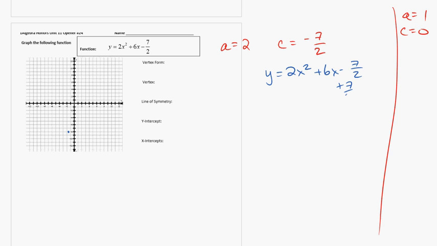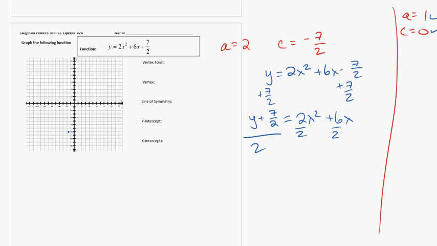So we're going to add 7/2 to both sides. This is going to get you a little bit more comfortable with fractions. The more you do them, the more comfortable you'll get. So you're just adding it to both sides. So you get 2x squared plus 6x, and now c is 0. I need to get a to be 1, so I'm going to divide everything by 2, and on the left side I'll just divide the whole thing by 2.